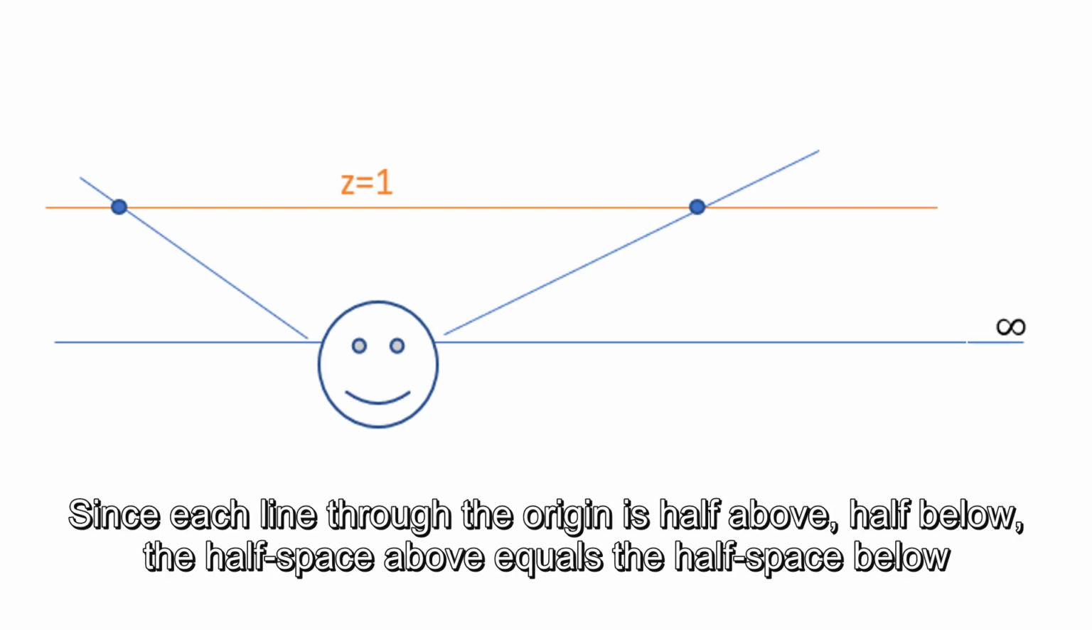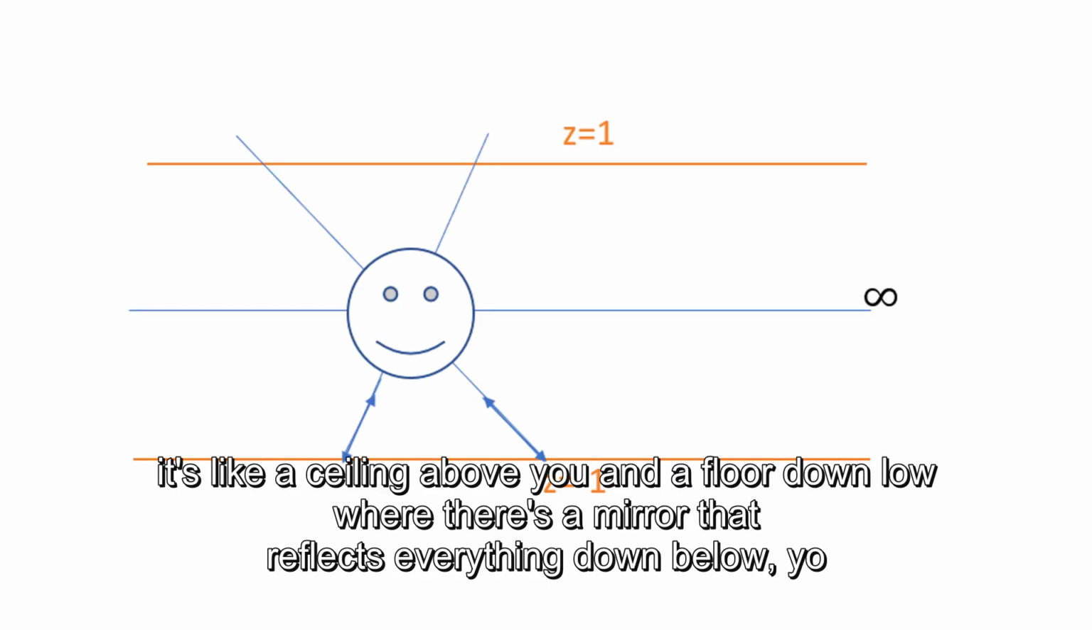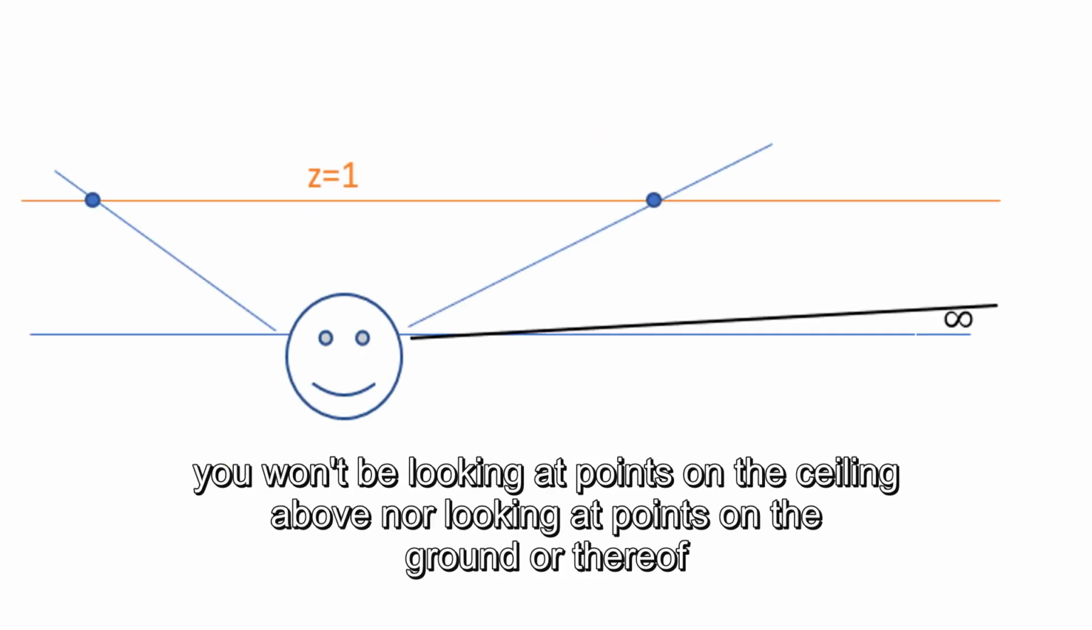Since each line from the origin is half above, half below, this half space above equals the half space below. It's like a ceiling above you and a floor down low, where there's a mirror that reflects everything down below. But some lines of vision don't match the points in the plane. In your hypothetical room, if you look straight, you won't be looking at points on the ceiling above, nor looking at points on the ground or thereof.